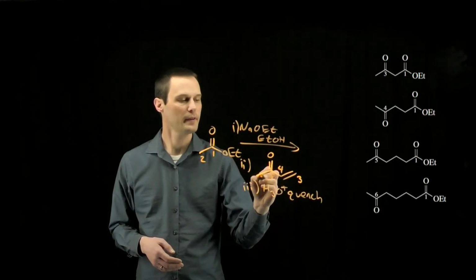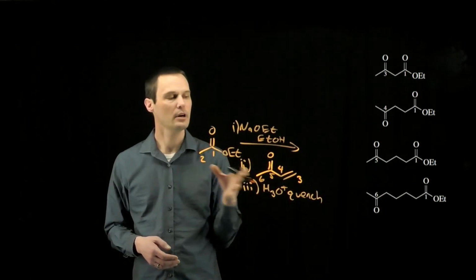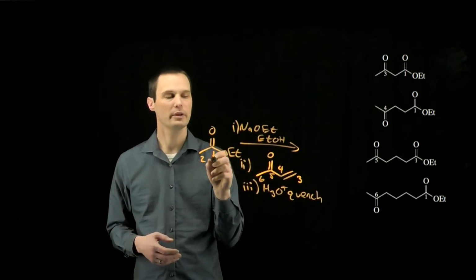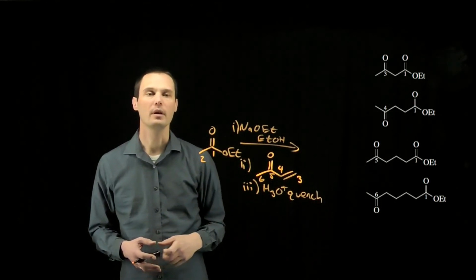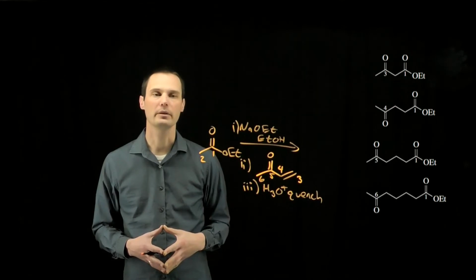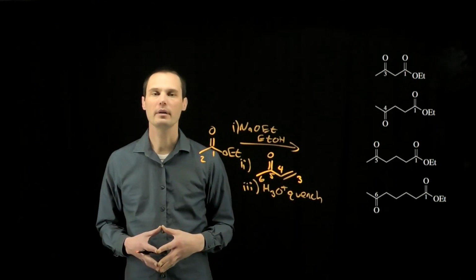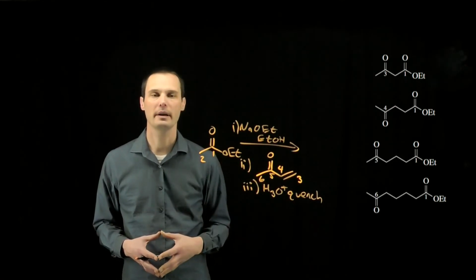That makes this 4, 5, and 6. That means our carbonyls at the end of this process will end up at carbon 1 and carbon 5. And so this third product in this list will be the product that's formed with a Michael addition. Having carbonyls at carbon 1 and carbon 5 is best synthesized through a Michael addition strategy.